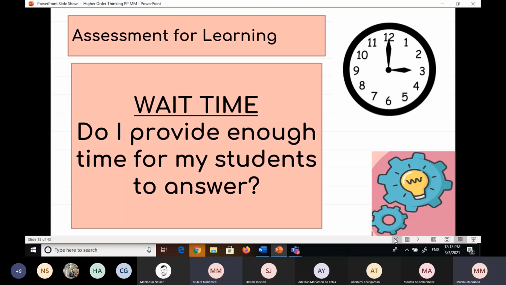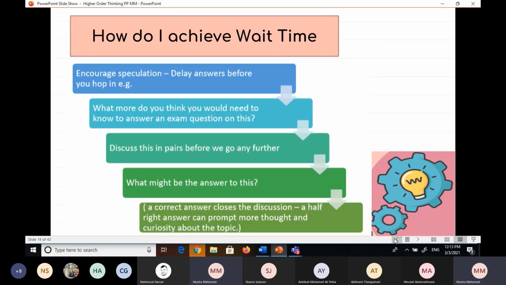So we need to try and ascertain how we're going to provide enough time for students to be able to answer, as well as gain a little bit of insight into what they could ask even more. And that will instill critical thinking or higher order thinking. So how do I achieve this wait time? Encourage speculation. That means delay answers before you jump in. Try and get them to ask more, like, what more do you think you would need to do to answer this question? Why do you think you would need to do this?